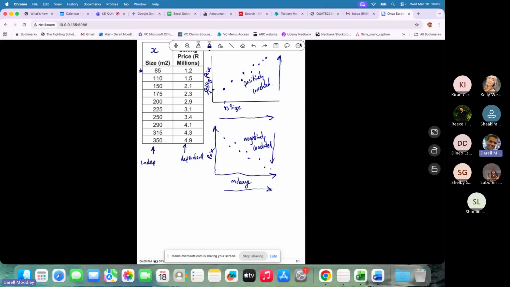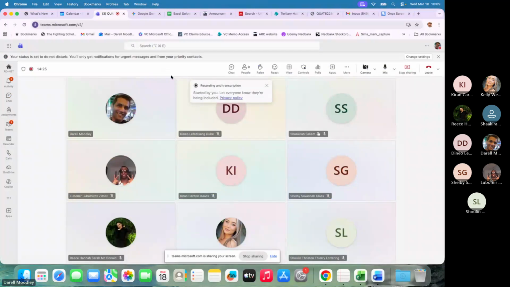Can anyone think of another example off the bat? Just checking. Just apply your minds to it. There must be something that you can think of that as you increase something, it would cause the other variable to decrease. Anything else? What else would affect the price of a vehicle?